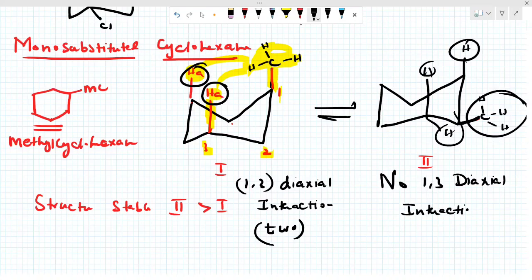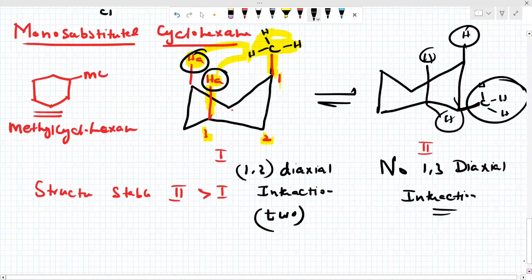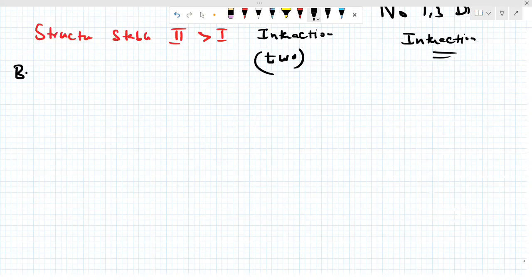Listen, whenever the interaction happens, the molecule becomes less stable. Therefore, in structure 1 there are two 1,3 diaxial interactions, while in structure 2 there is no 1,3 diaxial interaction. Therefore, structure 2 is always more stable than structure 1. Whenever there is a bulky group, which position does it prefer? Always the equatorial position. Very, very important, please note. The bulky group prefers to occupy the equatorial position.